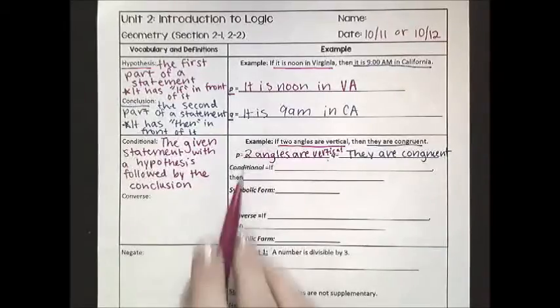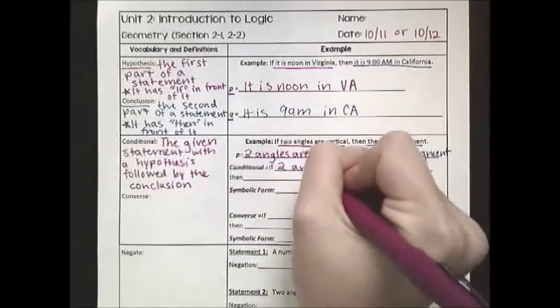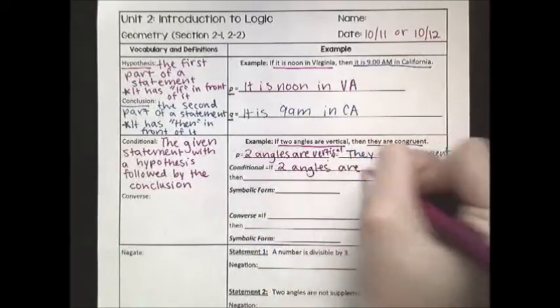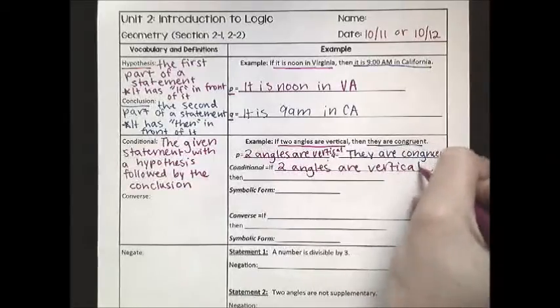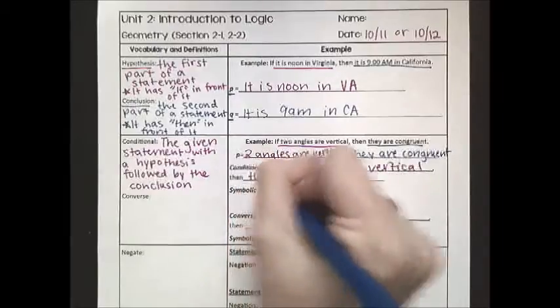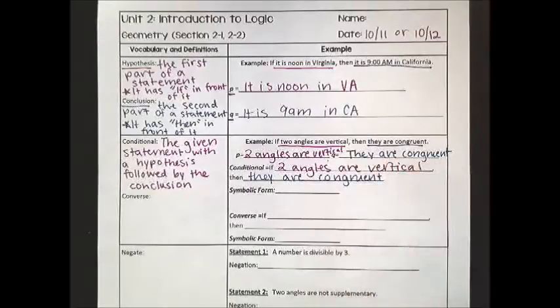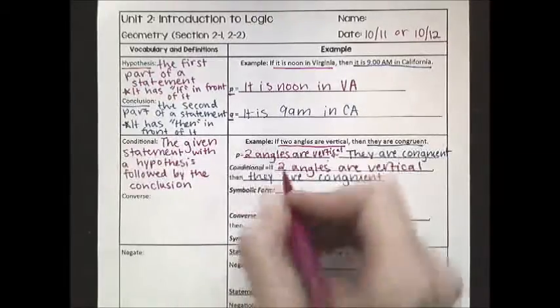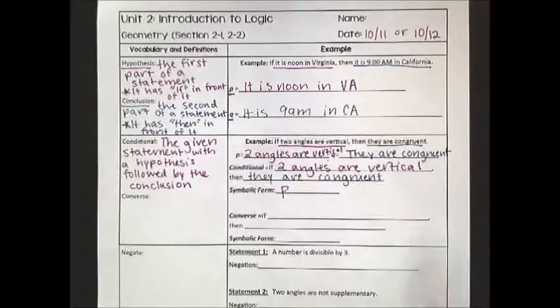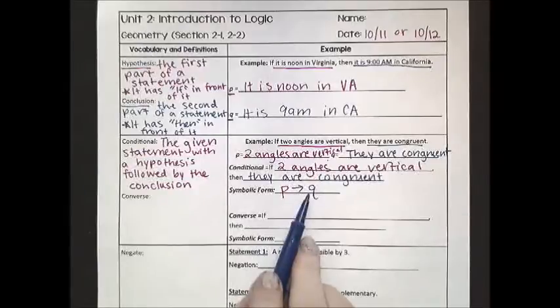So now the conditional statement is if the hypothesis, two angles are vertical, then followed by the conclusion. They are congruent. So your conditional is usually that given statement, the if followed by then, the hypothesis, then conclusion. So our symbolic form for this is P and Q, and in the middle we put an arrow to show that it's if P, then Q.